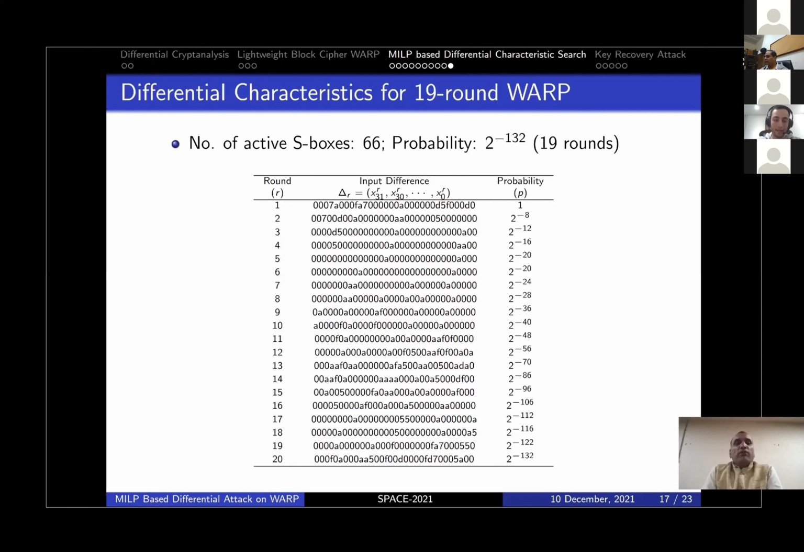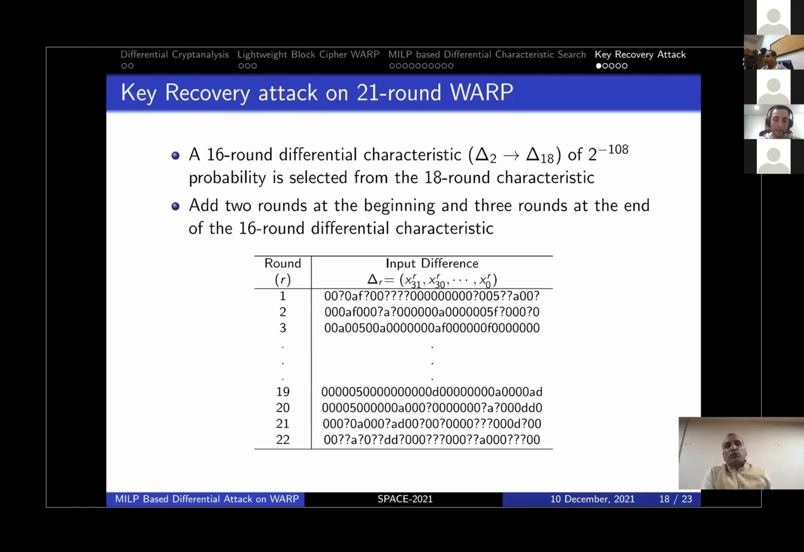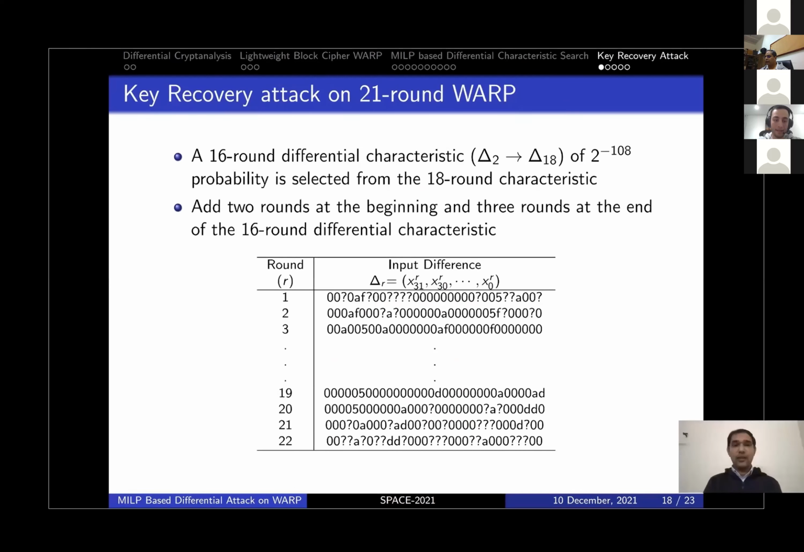Now I invite Tarun to discuss the key recovery attack on 21-round WARP. Thank you, Manoj. We have searched for a high probability differential characteristic. Now we will mount the key recovery attack. A 16-round differential characteristic with a probability of 2 to the power minus 108 is selected from the 18-round characteristic mentioned previously.